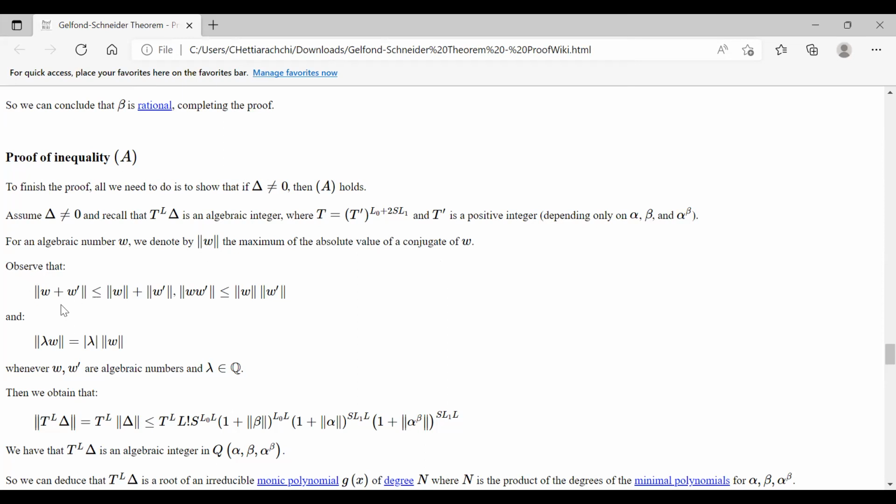And we can show that if you add W plus W prime, the norm of W plus W prime will be less than or equal to norm W plus norm W prime. And yes, that's the first inequality. Second inequality, the norm of W times W prime will be less than or equal to norm of W times norm of W prime. And then there's another one, an equality. The norm of lambda times W is the absolute value of lambda times the norm of W, whenever W is an algebraic number and lambda belongs to Q, the rational numbers.